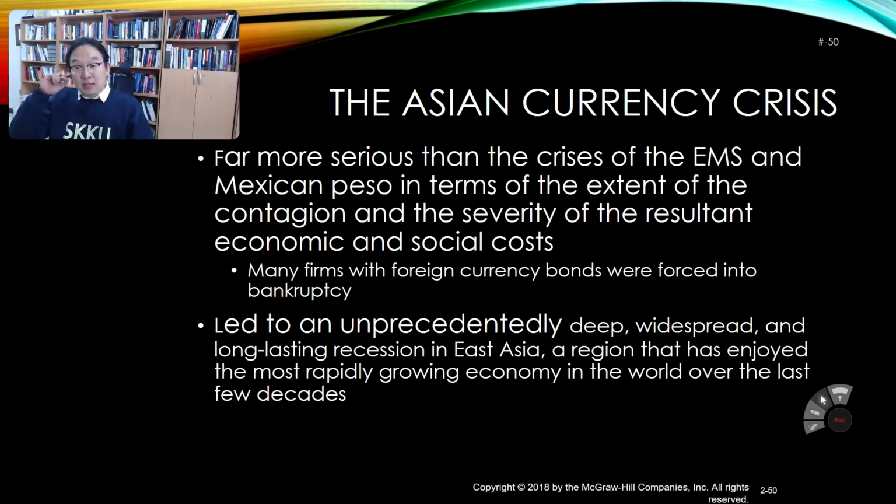1997 to 1998. It was far more serious than the crisis of the EMS and the Mexican peso crisis in terms of the extent of the contagion and the severity of the resultant economic and social cost, right? Many firms with foreign currency bonds were forced into bankruptcy, like Daewoo Group, one of the top 3 chaebols in Korea. And then it led to unprecedentedly deep, widespread and long-lasting recessions in East Asia, a region that has enjoyed the most rapidly growing economy in the world over the last few decades, right?